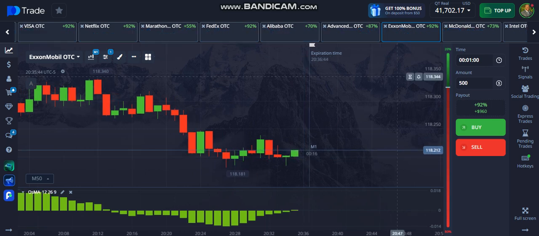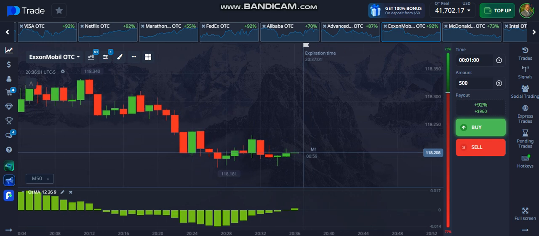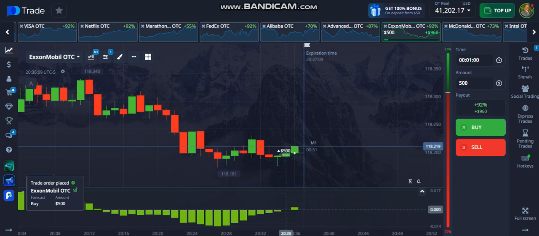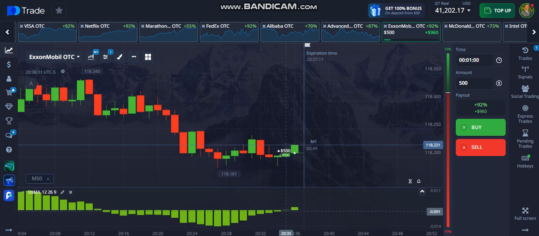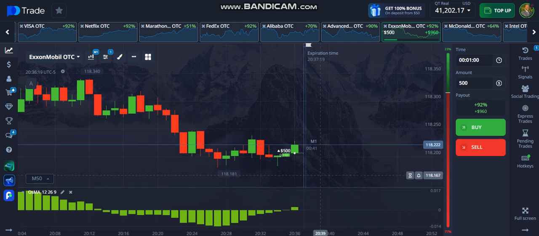Okay, so I'm back on ExxonMobil. And if you see here, the histogram is right at the zero line. So if the candle closes green, I'm going to take a buy trade. So it's about 5 seconds left. As long as that candle closes in the green, all right. So I took a buy trade right there. And what I'm suspecting is that there's a reversal occurring right here, and the price is going to push upward. So far, it's pushing upward.